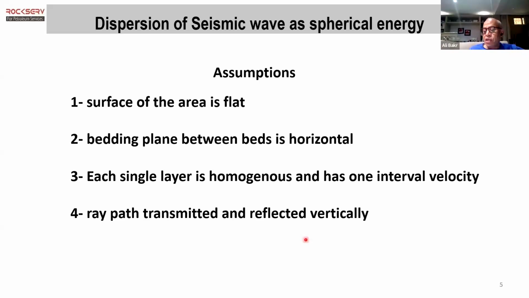So actually we are talking about four assumptions in the theory of the dispersion of the P waves and S waves. Those assumptions are: first, that the surface of the earth is flat, which is absolutely not the case. We have mountains and valleys, so we have irregularities. Second, that the bedding planes between the beds are horizontal, which never happens. It's usually dipping. Even 2 degrees is a dip, so it's not horizontal. The third is that each single layer is homogeneous and has one interval velocity. Again, that's not the case all over. The fourth is that the ray path is transmitted and reflected vertically, which practically will never happen. We never put the source and receiver over each other at the same point and then receive whatever comes from the subsurface. So those four assumptions are very simple, very basic, and someone needs to take them into consideration.